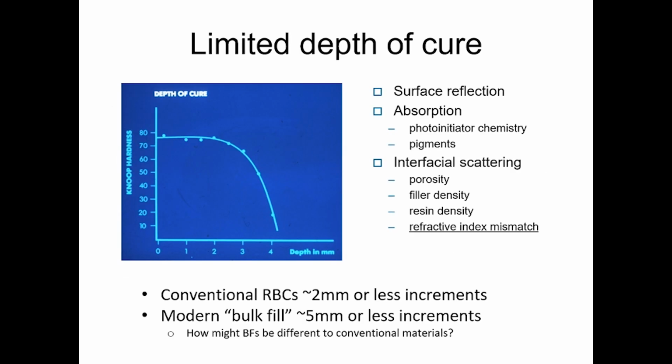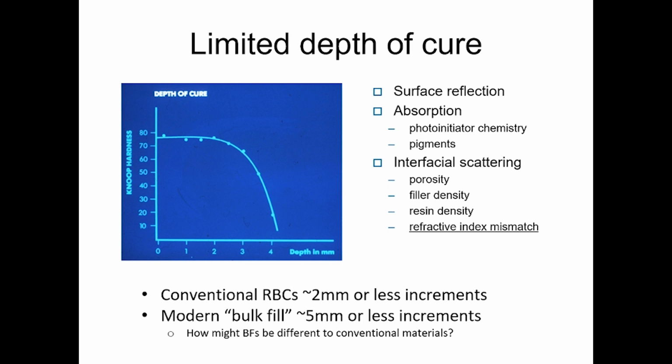So this is a crude test of identifying how depth of cure varies in different thicknesses of material. So in this case, the hardness is measured down the cross section of a cylinder of material, and you can see there's an exponential drop off in hardness as we exceed approximately 2 millimeters for a conventional composite in a standard shade, probably A2.